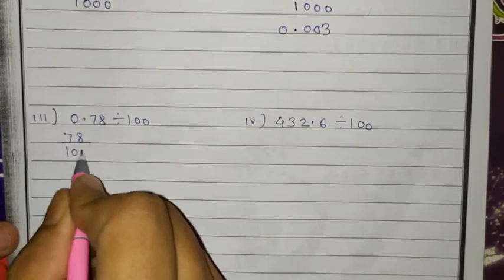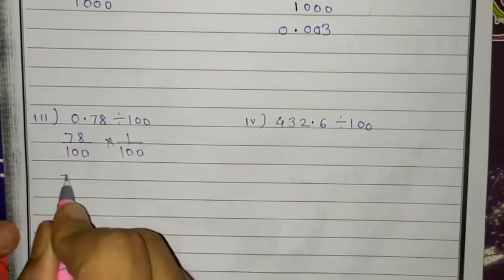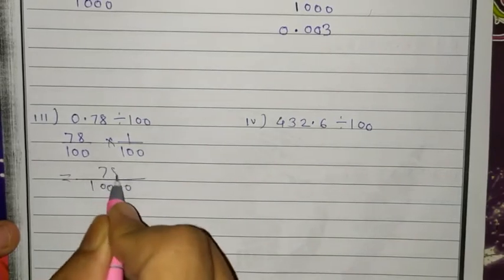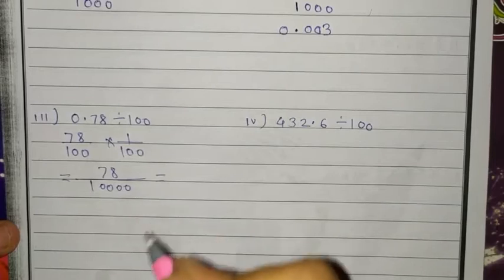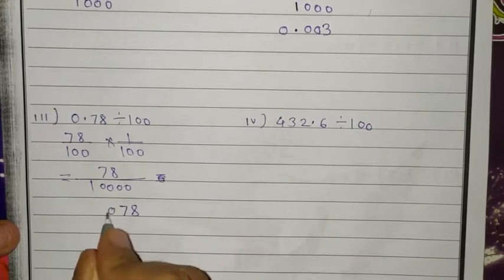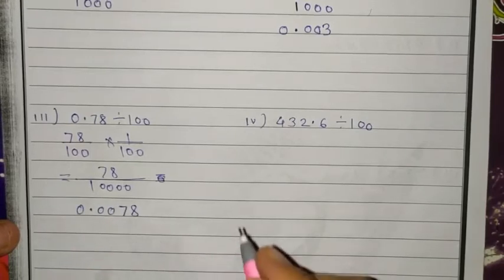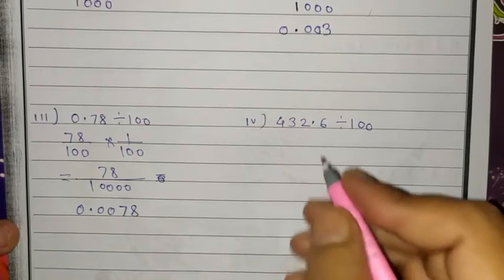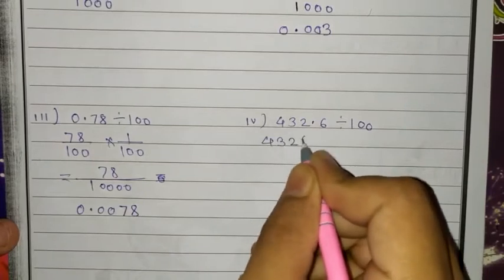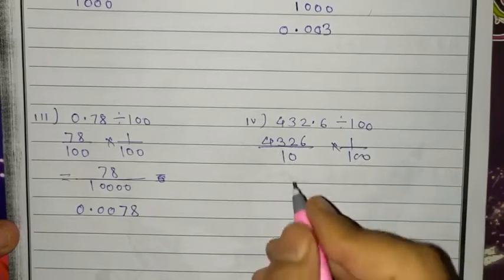78 upon 100 because after the point 2 numbers, into 1 upon 100. So it equals 78 upon 10000. Got that? So after the point how many numbers? Total 4 numbers. So write 78 as it is, put 2 zeros, point. So our answer is 0.0078. And then the next number, write as it is, divided by 10 into 1 upon 100.